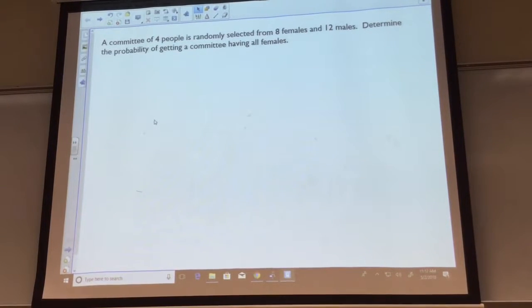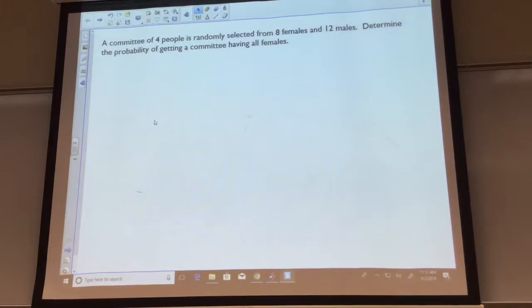A committee of 4 people is randomly selected from 8 females and 12 males. Determine the probability of getting a committee that has all females.